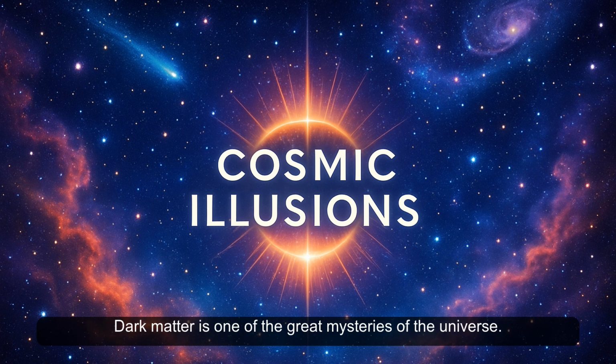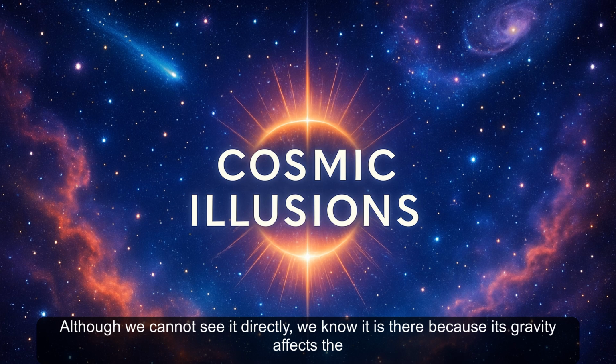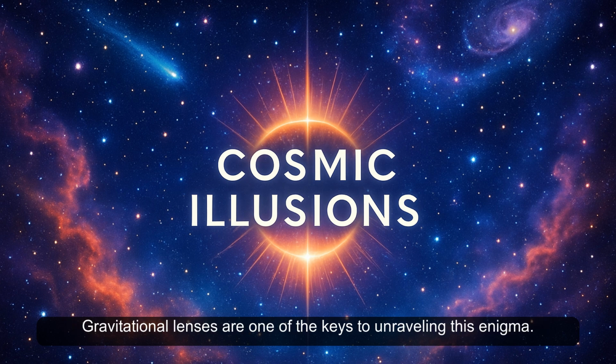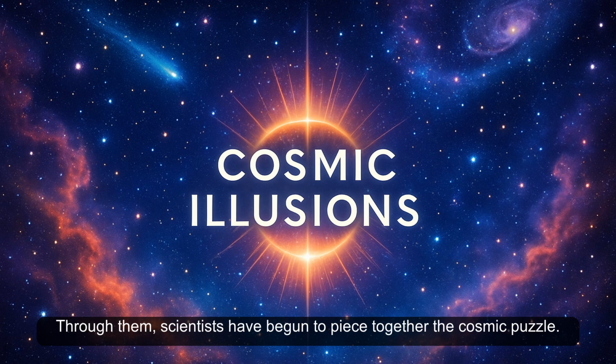Dark matter is one of the great mysteries of the universe. Although we cannot see it directly, we know it is there because its gravity affects the things we can observe. But how do we know this invisible matter exists? Gravitational lenses are one of the keys to unraveling this enigma. Through them, scientists have begun to piece together the cosmic puzzle.